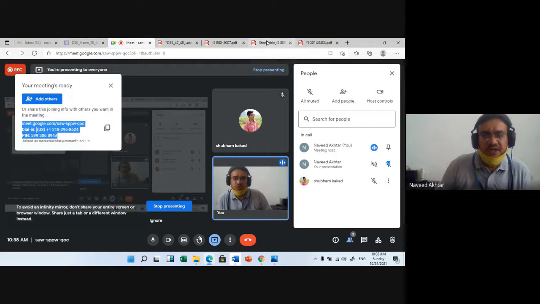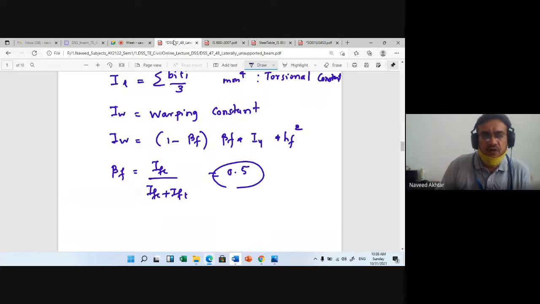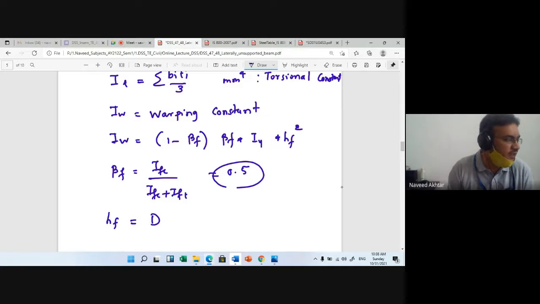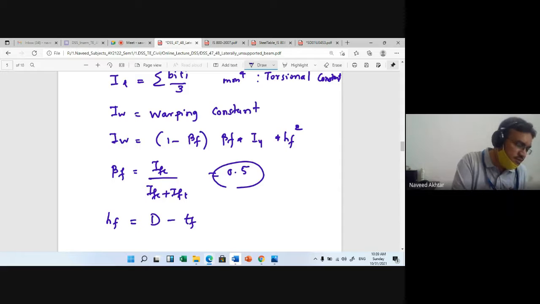So it seems to be tough, but all the formulas are given in your IS code. No need to think that it is tough. You just have to put the values and find out. Okay, don't hesitate to find this. So this value A beta F you can find out, and HF is nothing but D minus TF.